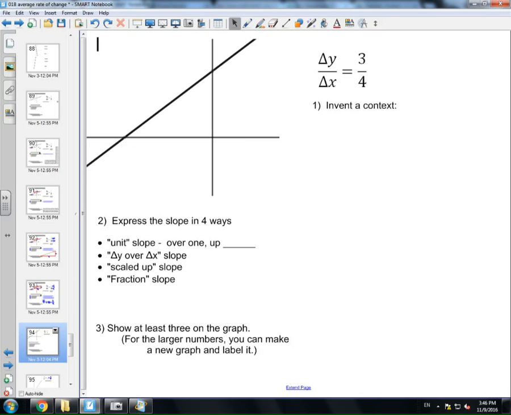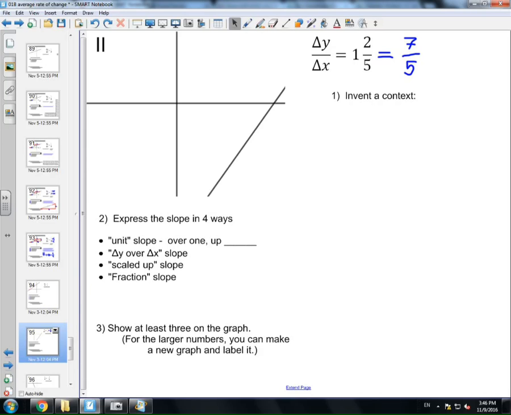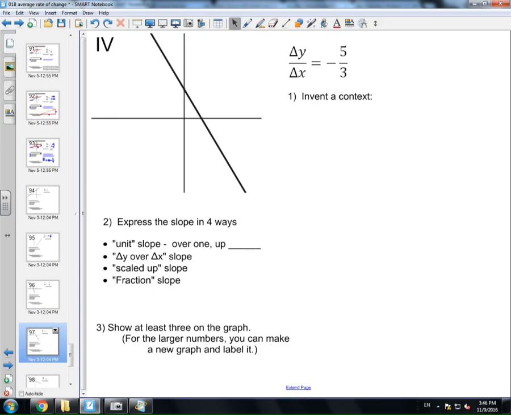So that's what you're going to have to do. In each case, you invent a context, and then you express your unit slope, your change in y over change in x slope, scale up to whatever you want it to be and show that on a separate graph, and then the fraction slope, you just basically multiply top and bottom by whatever you want to get an equivalent fraction that's ugly, basically, and all of them will mean the same thing. So your task would be to do all 6 of these.